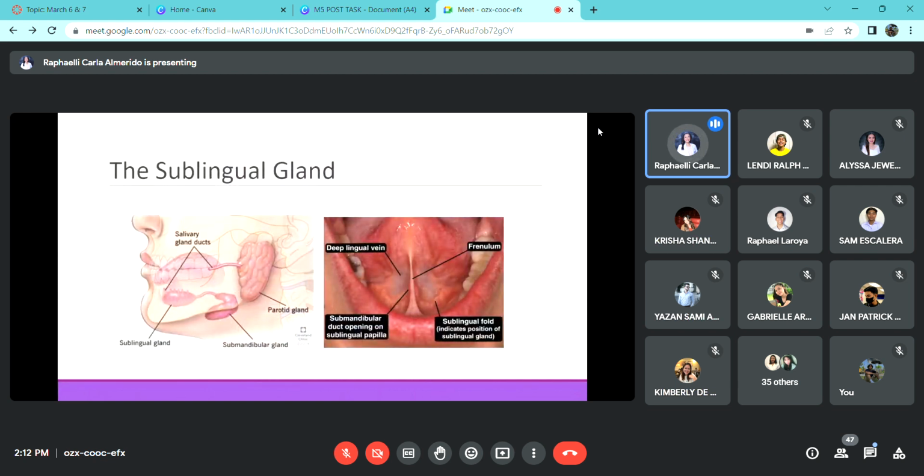Okay, so we now go to the sublingual gland. This is the smallest of the three major salivary extrinsic glands, and it rests on the mylohyoid muscles in the sublingual fossa. If you recall your anatomy of the mandible, you have the sublingual fossa close to the symphysis menti. It is primarily a mucus secreting gland.